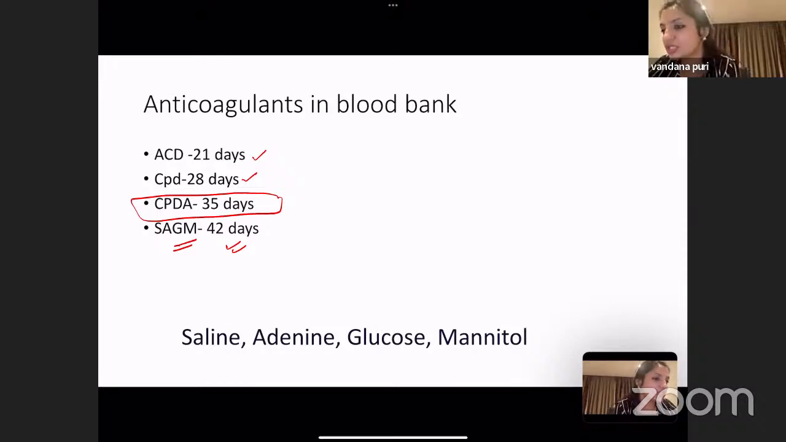So SAGM is just an additive. If somebody asks you which is the most common anticoagulant used in today's time in blood banking, the answer should be CPDA. Okay. Which is the most common additive which is used in blood banking nowadays? It is SAGM. So do not confuse these two points. Okay, you should be very clear.